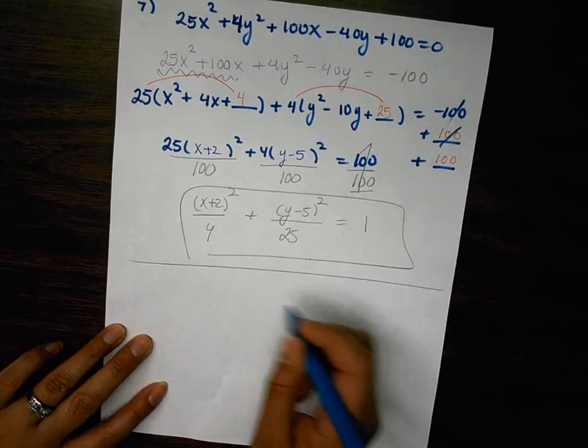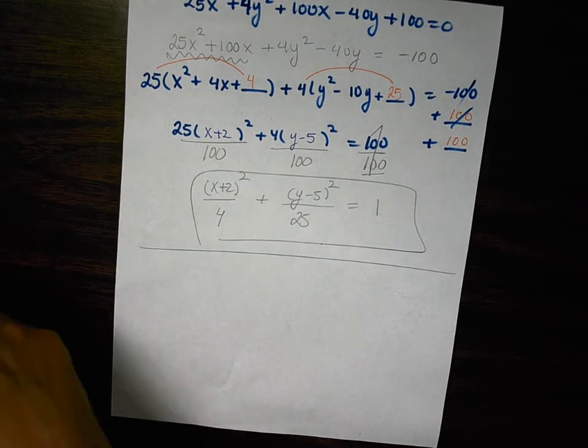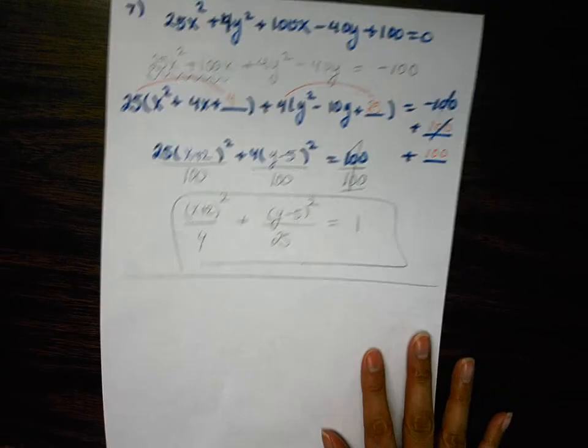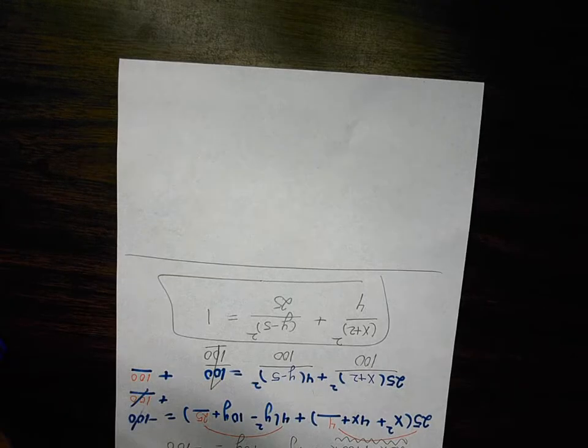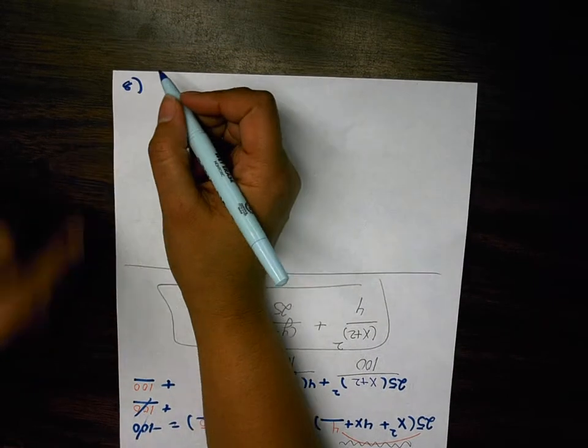Got it? Okay. Next one is number 8. Is number 8 another write in descriptive form? Okay.